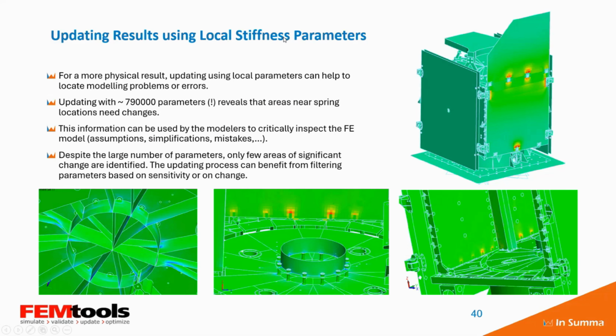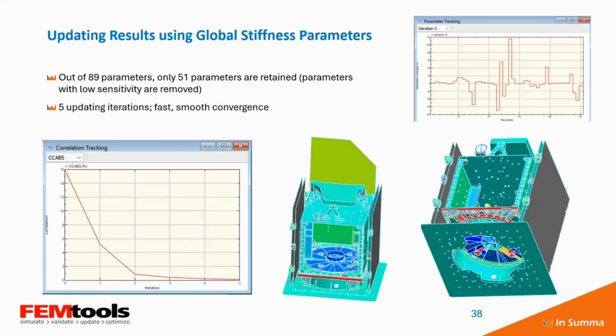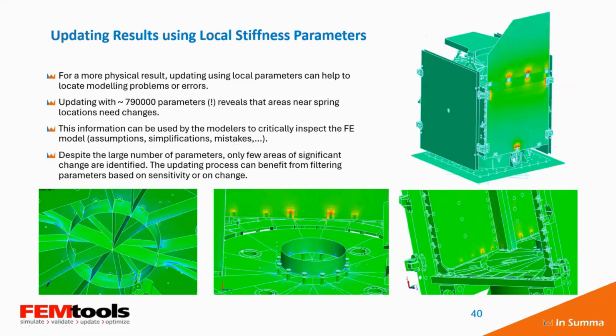with local stiffness parameters. So instead of using 51 sets, as was used here, now for every element inside those sets, we introduce a parameter, and this leads to 790,000 parameters. And now we have, of course, color plots where we can highlight the areas that need change, and it's probably not a big surprise that they are coinciding with some of the springs.